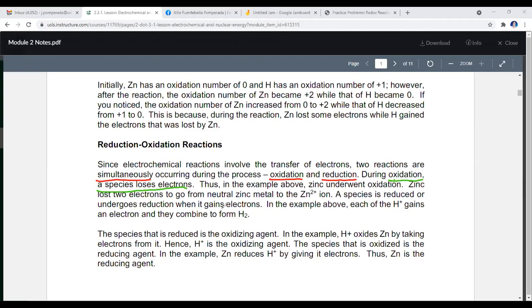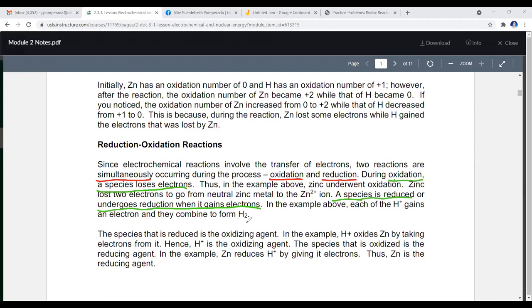During reduction, a species is reduced or undergoes reduction when it gains electrons. In our example, the species that is being reduced, or that accepts the electrons that zinc gave away, is hydrogen. Each of the H+ written in our chemical reaction gains an electron and they combine to form hydrogen gas, which is also being liberated in the course of the reaction. So take note, I will emphasize this. The species that gives away electrons is being oxidized. The species that accepts the electrons is being reduced.